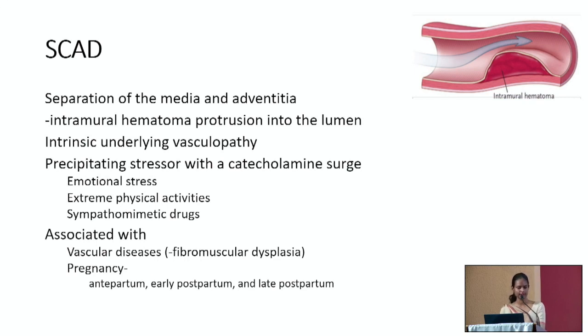Usually, these patients have underlying vasculopathy, and there can be a precipitating stressor like emotional stress or extreme physical activity. After these stresses, the patient can come with typical ischemic chest pain. Spontaneous coronary artery dissection can be associated with vascular diseases such as fibromuscular dysplasia, and it can be associated with pregnancy as well. So our first patient is a postpartum patient who presented with spontaneous coronary artery dissection.